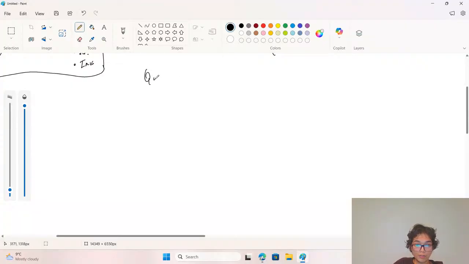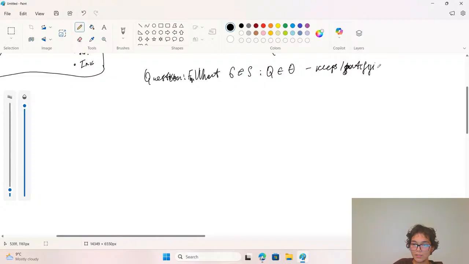Question: for what G in S and Q an operation in the set of operations does Q keep the group structure, that is, satisfy the four laws of a group?